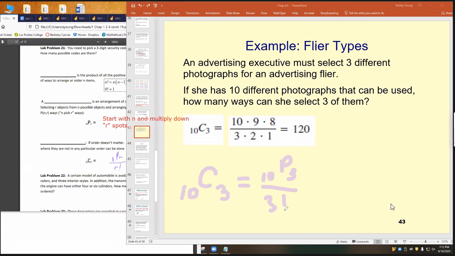So in other words, how many items am I selecting? I'm selecting 3. So I'm going to make 3 spots. 1, 2, 3. And what goes in the first spot? I have 10 things. So 10 in the first spot. And this countdown, 9 and 8. Permutations and combinations are when you cannot reuse items. Right, you can't reuse these same photographs. But because it's a combination, you have to divide out the duplicates.